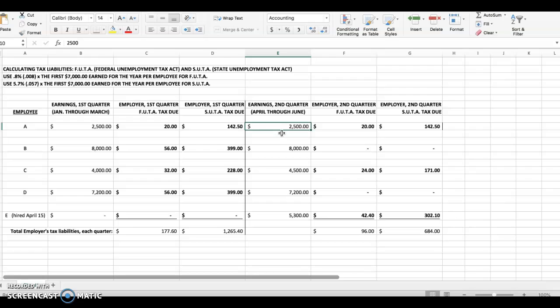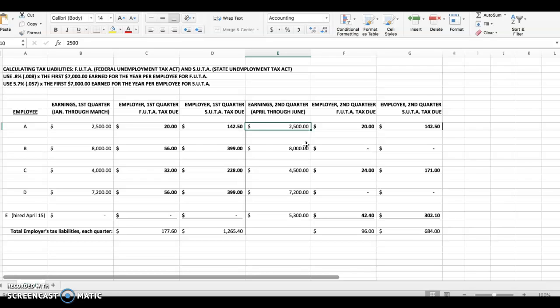Now, when we figure the unemployment tax, we look at the total amount earned for the entire year, not just the quarter. So we do now have to look at the first quarter plus the second quarter, which obviously equals 5,000. So we're still not at the $7,000 limit. So we will figure the quarterly federal unemployment tax based on the quarterly earnings because that amount does not exceed 7,000 total for the year.